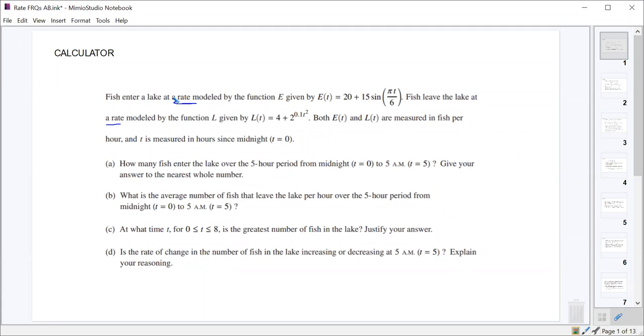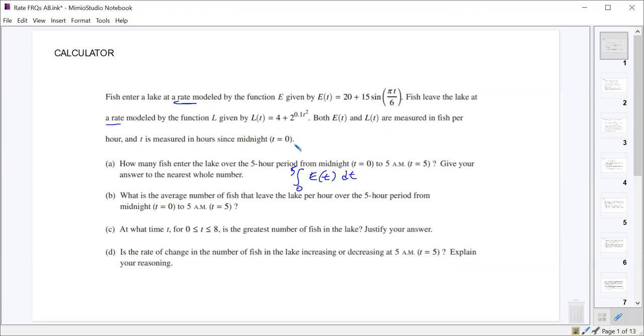So the first question asks, how many fish enter the lake over the 5-hour period? The answer to that is just the integral of the rate at which they enter from 0 to 5. So this should be an integral from 0 to 5 of E of t dt. And you don't even have to write 20 plus 15 sine pi t over 6, or try to take the integral of it. You have a calculator. This is a calculator question. Let your calculator evaluate the integral.